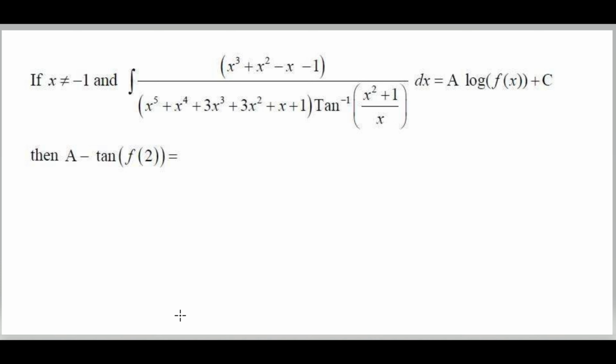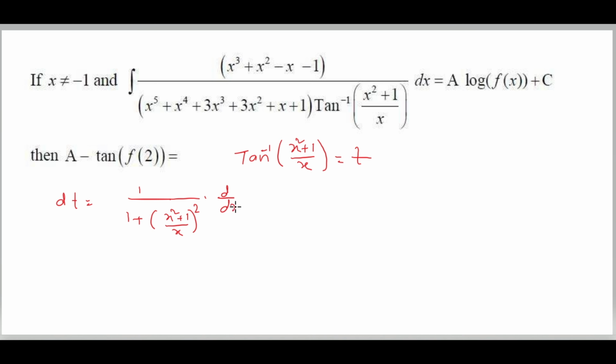So here, take tan inverse of this total value equal to t, that is tan inverse of (x square plus 1 by x) is equal to t. Now take differentiation on both sides, that is dt is equal to the differentiation of tan inverse, that is 1 by 1 plus (x square plus 1 by x) whole square, into d by dx of (x square plus 1 by x).